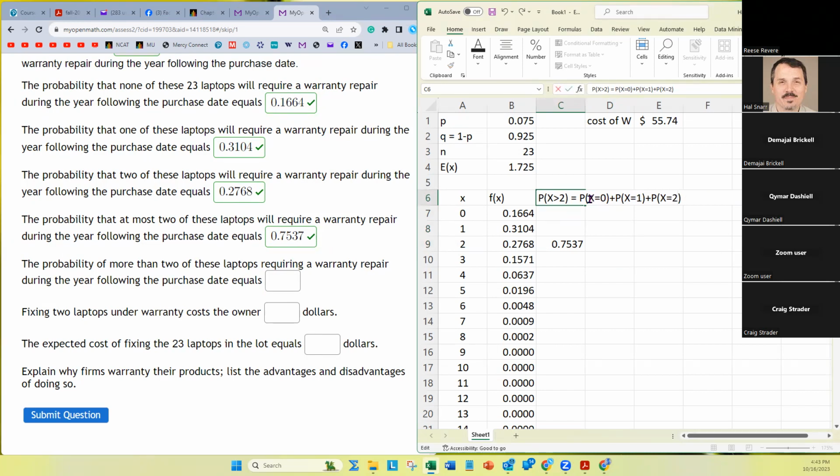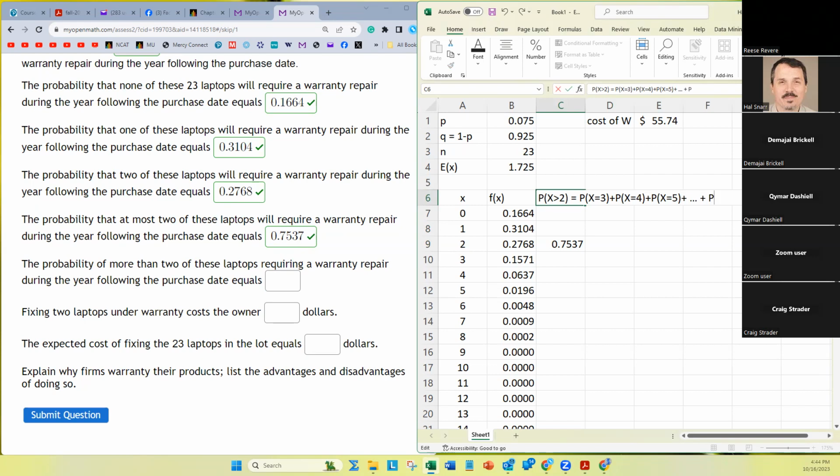Is 2 greater than 2? Is 0 greater than 2? No. Is 1 greater than 2? No. Is 2 greater than 2? Nope. 3 is though, right? Yep. 3 is greater than 2. 4 is greater than 2. 5 is greater than 2. Right? We can keep going, right? Yada, yada, yada.